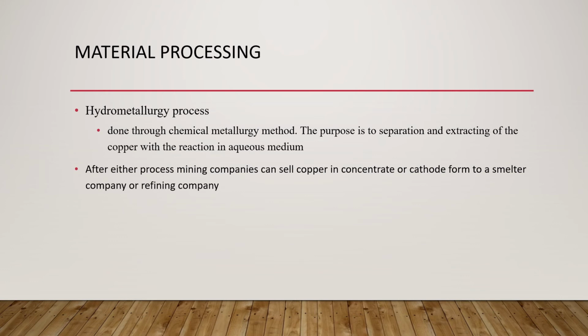The other option is a hydrometallurgy process, done through a chemical metallurgy method. The purpose is to separate and extract the copper with a reaction in aqueous medium. After either process, the mining companies can sell the copper in concentrate or cathode form to a smelting company or refining company.